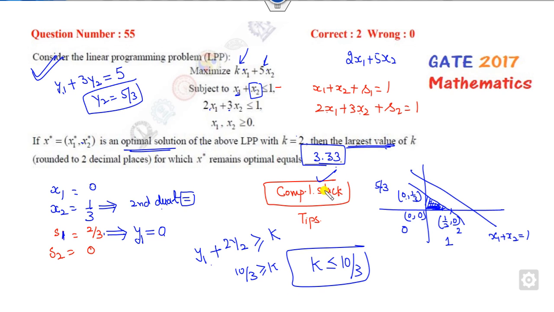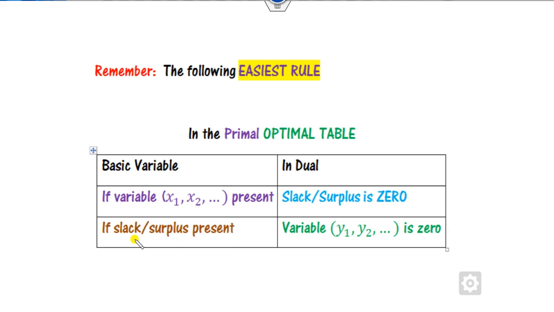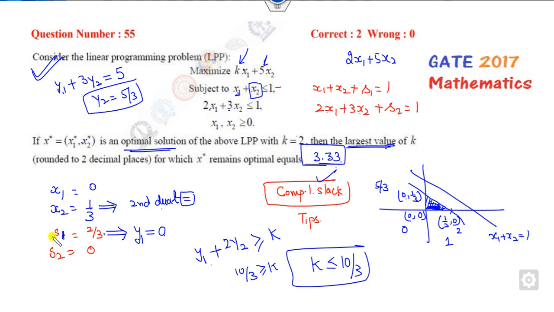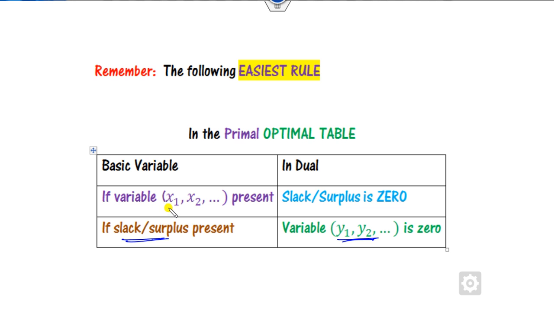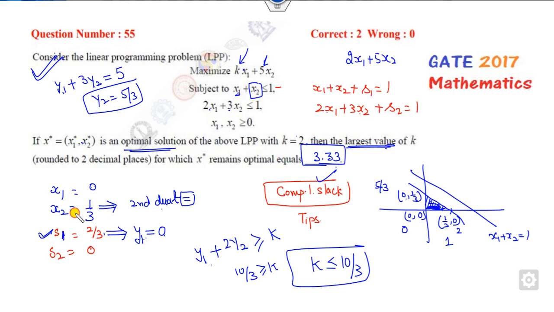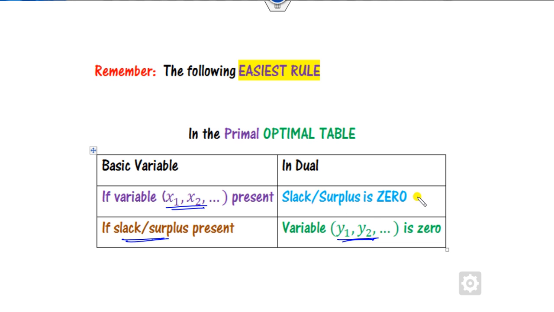Always remember the complementary slackness condition. This is the rule for you. If the slack or surplus variable is present, the corresponding dual variable must be 0. Like here, if the slack variable is present, then the corresponding variable is 0. If the variable is present, like x1 and x2, then the surplus is 0, or the constraint is an equality.